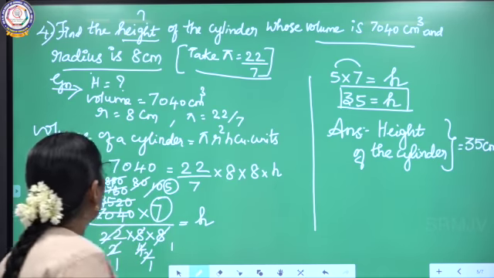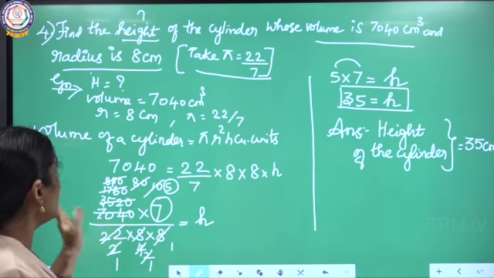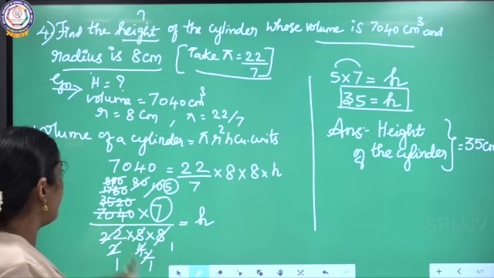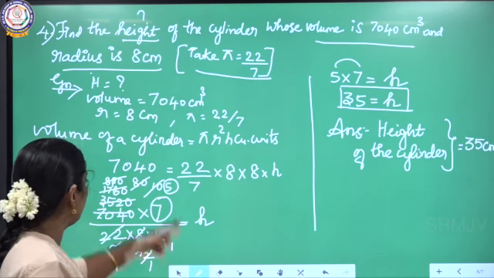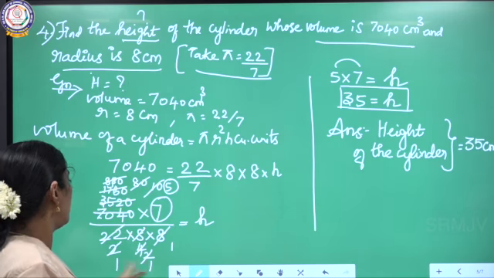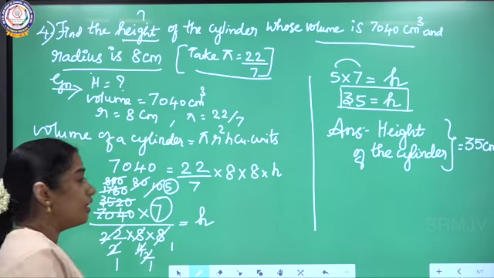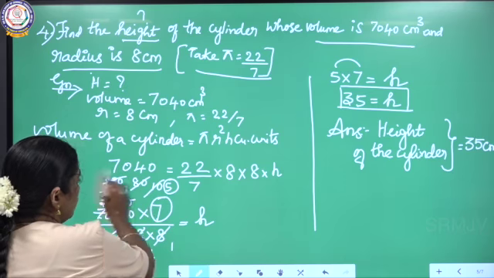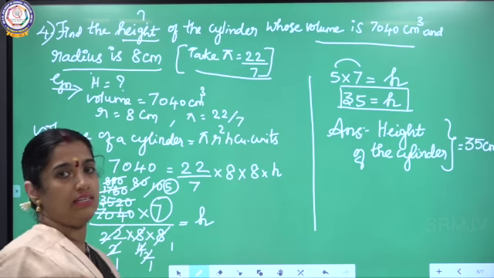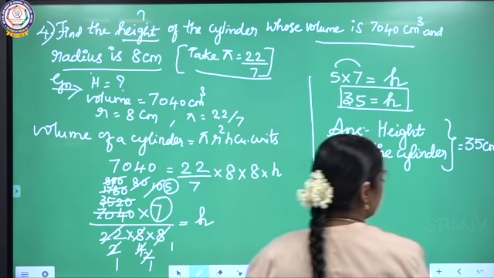See, here they are given the volume as well as the radius, and I find out the height. Only the thing you have to be careful in this step, because you are going to cancel this, you are going to simplify this. So, you be thorough with the tables, then only you can do this step. Shall I move on to the next sum?